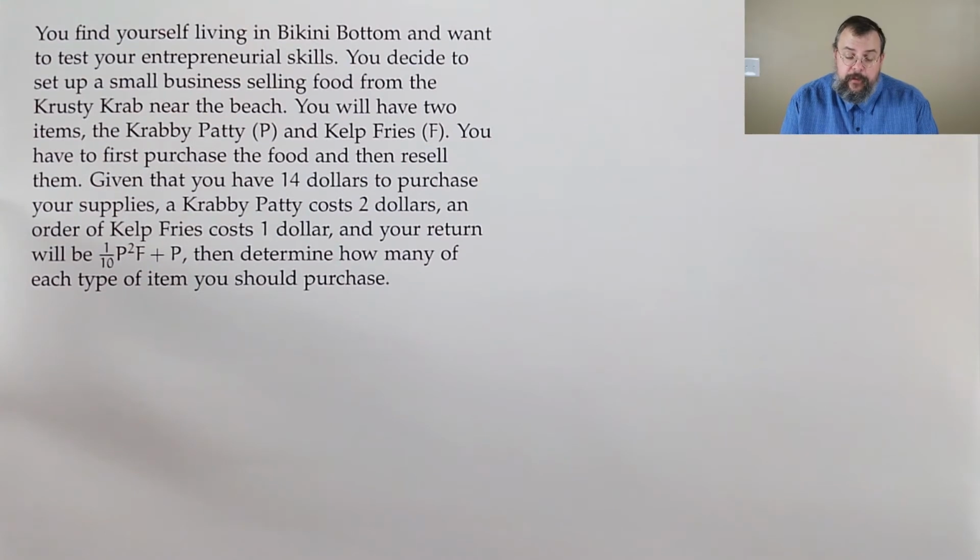So given that you have $14 to purchase your supplies, a Krabby Patty costs $2, an order of kelp fries costs $1, and your return will be 1/10 p squared times f plus p. It looks like you really have to have a Krabby Patty to make any money. Anyways, determine how many of each type of item you should purchase.